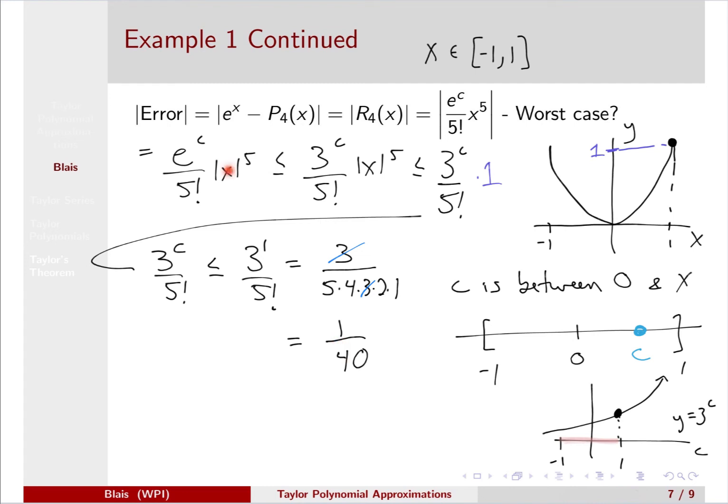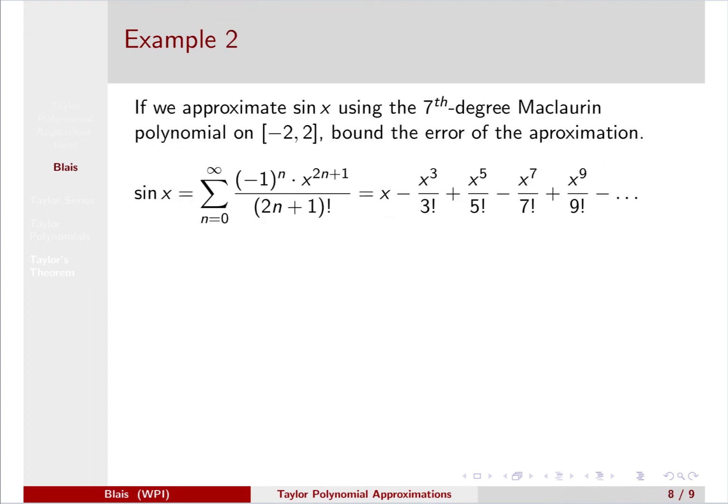Which means for any x, the error is at worst 1 over 40. So this is a very standard type of example to get a bound for the error of a Taylor polynomial approximation to its generating function. Let's look at another example.